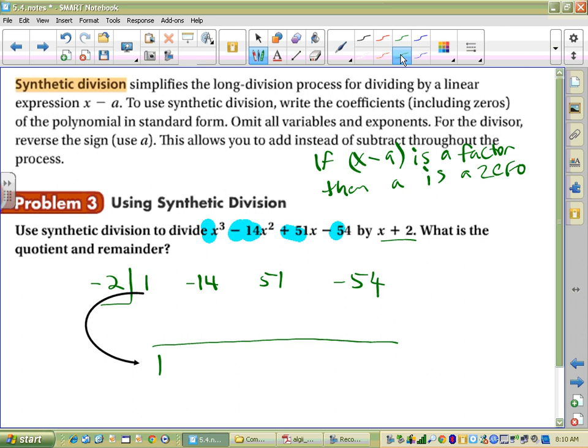So here I go. When I multiply diagonally, I'm going to get -2, and you might say, well, where's -2 go? Well, you'll see it goes right here. And then I add vertically, in other words, I add right down the column. -14 plus -2 gives me -16. And again, I go back to my diagonal multiplication. -2 times -16 gives me 32. So I'm going to get a 32 over here. And I add vertically, down the column. When I do that, I get 83. And then I multiply diagonally, and I get -166. And then I add vertically, and when I do that, I get a 0.